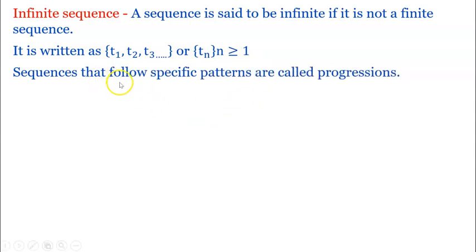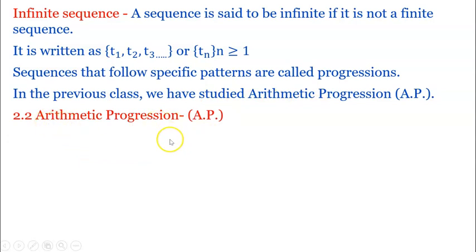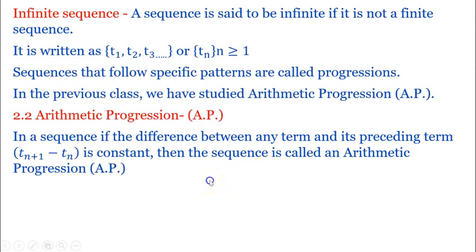Sequences that follow a specific pattern are called progressions. In the previous class, we have studied arithmetic progression, AP. Now, see this here, arithmetic progression AP. In a sequence, if the difference between any term and its preceding term, that is Tn plus 1 minus Tn, is a constant, then the sequence is called an arithmetic progression, that is AP.